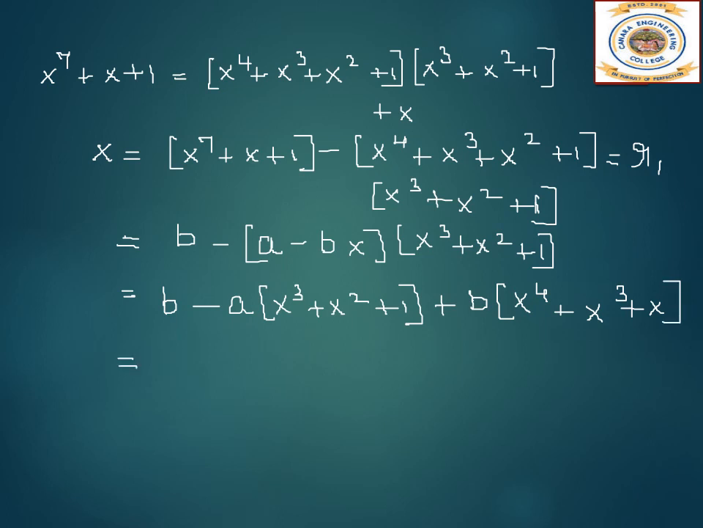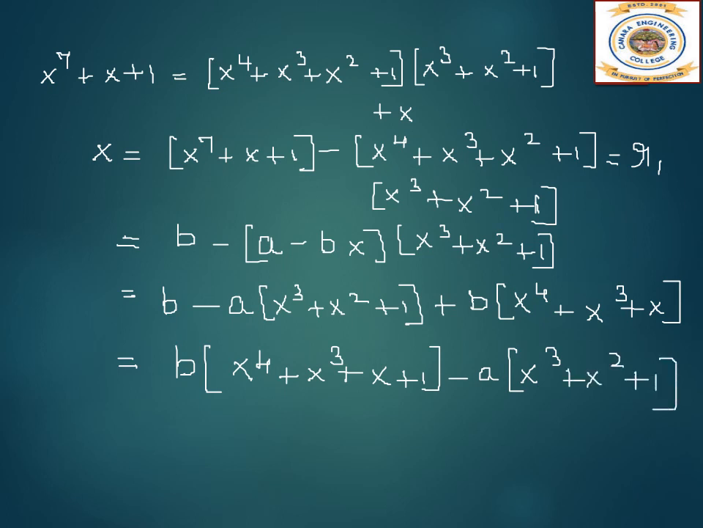So b, I can take b as common. So when I take it, I get this as x to the power 4 plus x cube plus x plus 1 minus a into x cube plus x square plus 1. So here x equal to this is the value over here. So let us continue the next stage of division. So continuing with the division process.